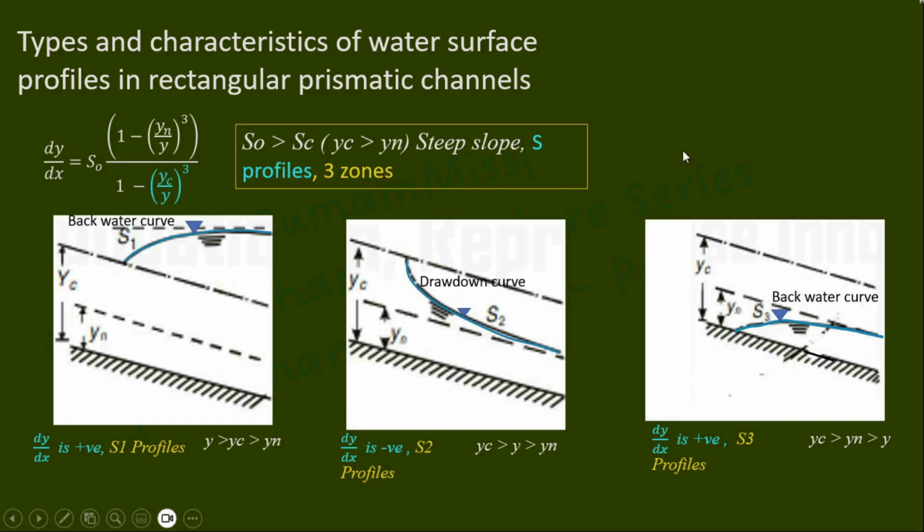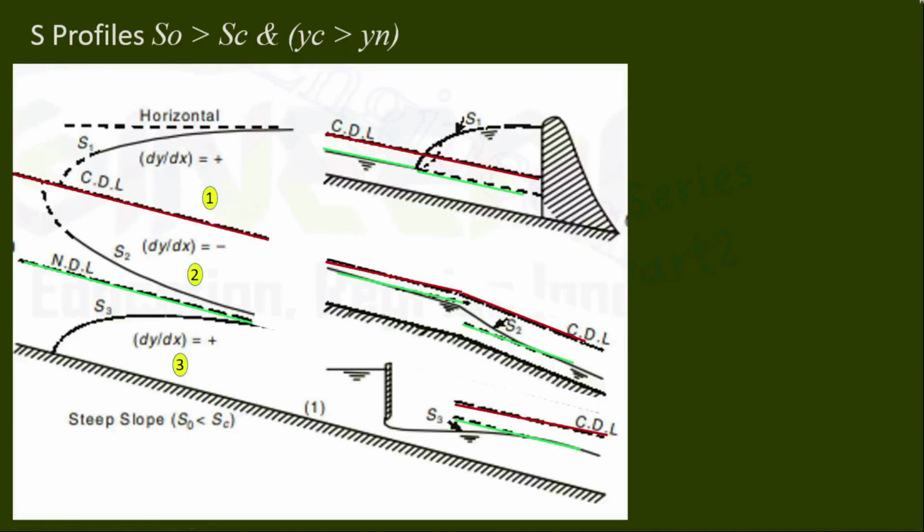Now let us discuss the practical examples. It is similar to the earlier one, the only thing is the channel bottom slope is higher than SC, or YC is higher than YN. You can see that the S1 profile is starting from zone 1 where dy/dx is positive. It is a backwater curve. Similarly, the S2 profile is starting from zone 2 where dy/dx is negative.